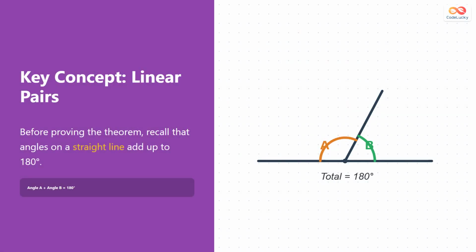To prove this theorem, we need to recall one key concept called linear pairs. A linear pair is a set of two adjacent angles that form a straight line. Since a straight line measures 180 degrees, the sum of these two angles is always 180 degrees. We will use this fact in our proof.